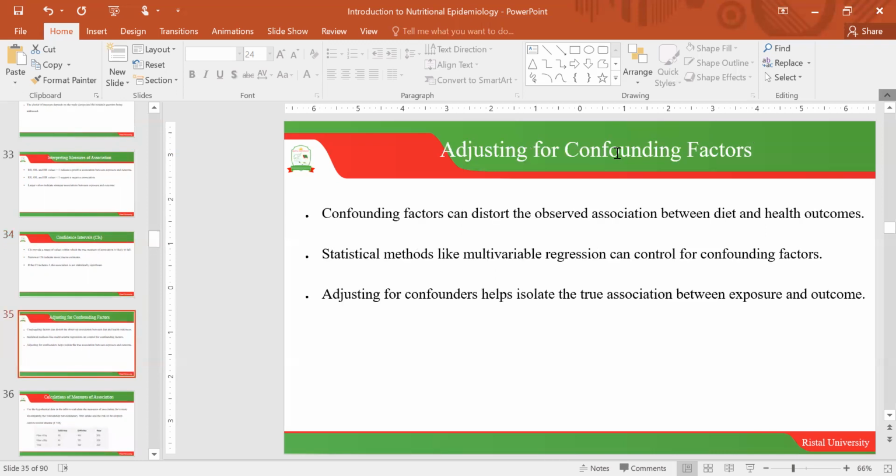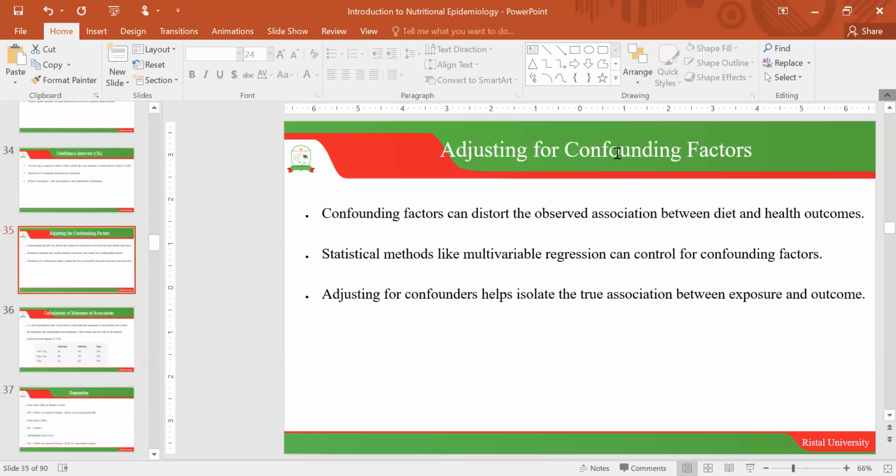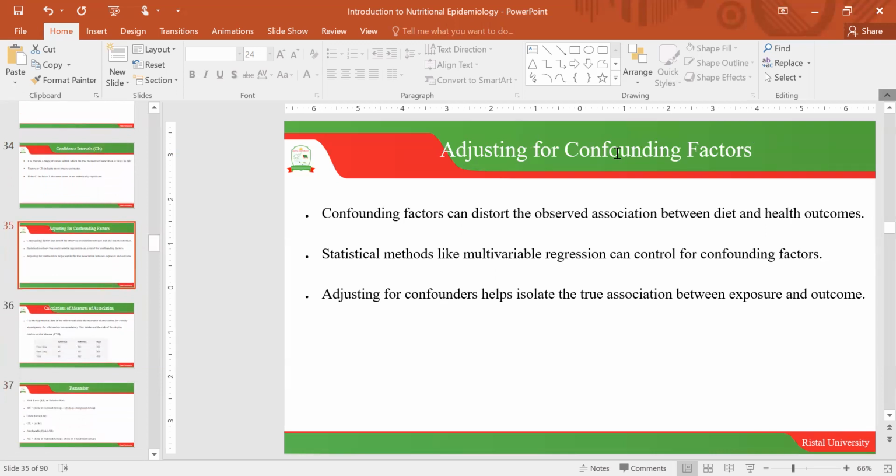Now, the other problem that you have to sort out is that of confounding factors, which I explained. You could have other factors that affect the health outcome of interest and you've not taken care of them. You take care of them by statistical methods or analysis, such that you control the confounding factors.